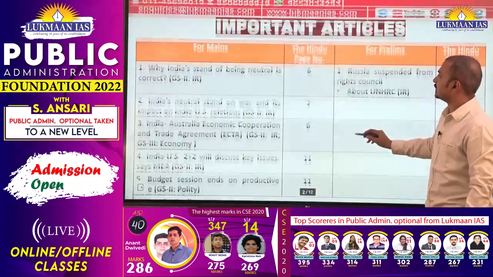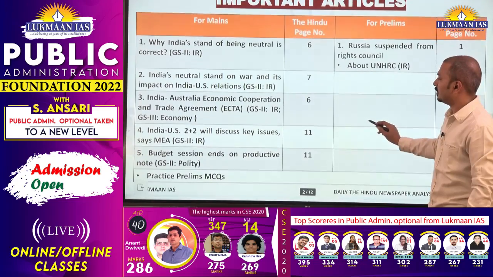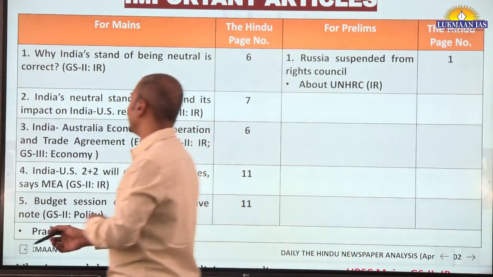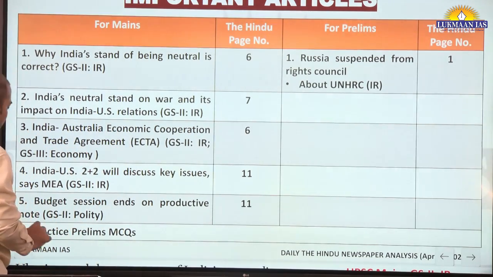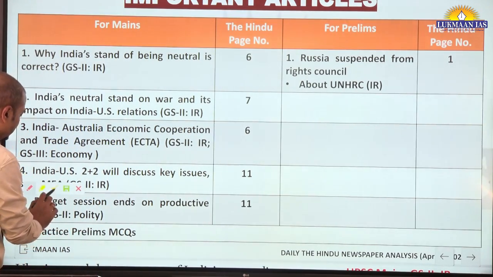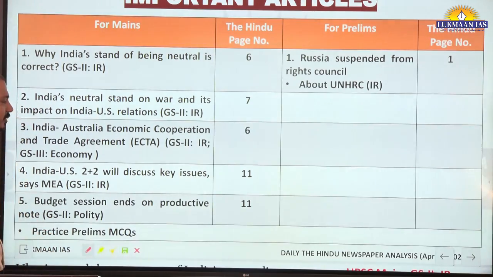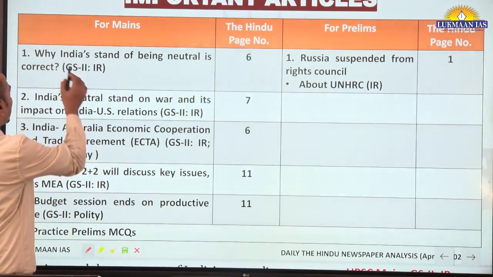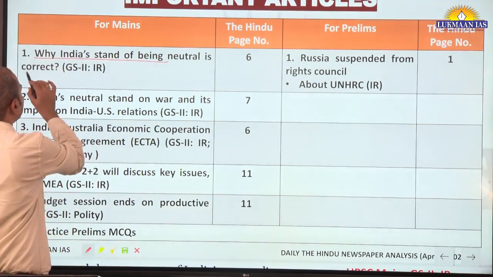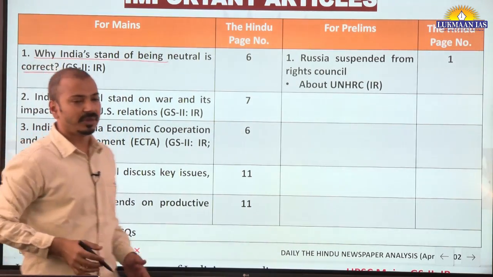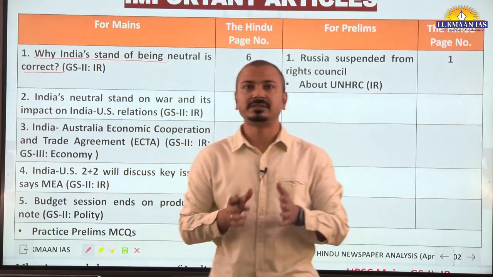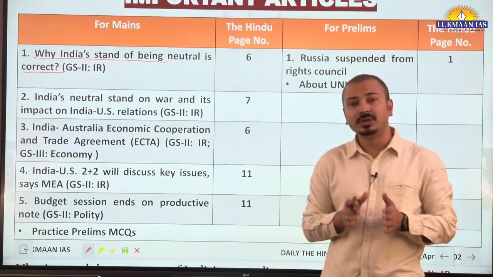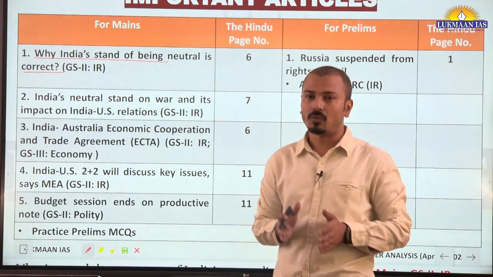Okay. So yes, these are the important articles. First of all, let us understand the overview or the context of these articles, then we'll go in detail. You can see that the majority of the articles relate to the IR section of the syllabus, polity and IR. Yes, so why India's stand of being neutral is correct. There is one article on page number 6, the editorial page, explaining the different reasons behind the present neutral stand in the Ukraine-Russia war.